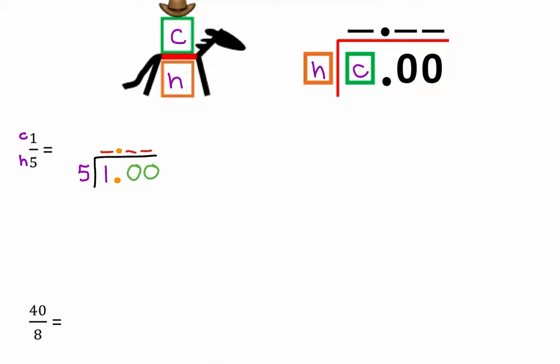Can 5 people sit in 1 chair? No, they cannot. So that's my first space. It's a 0. Can 5 people fit into 10 chairs? So I'm ignoring the decimal now. I just say, can 5 people sit in 10 chairs? Yes, they can, 2 times. And that gives me 10. And 10 minus 10 is 0. So if I bring down my last 0, can 5 go into 0? No. So we fill in that last space.